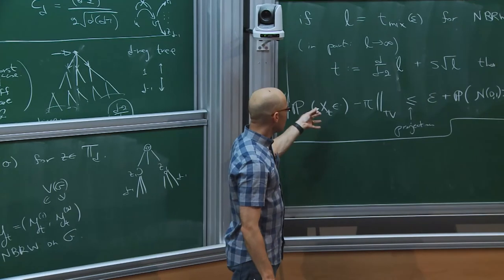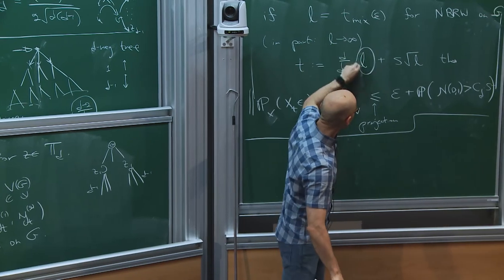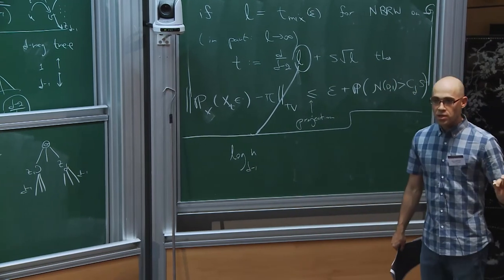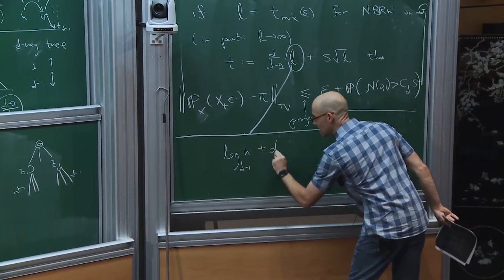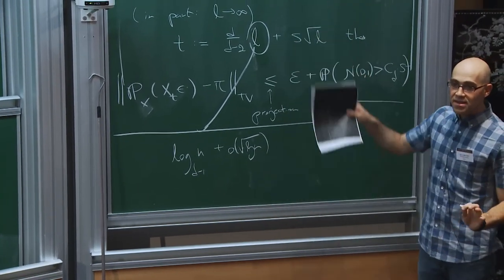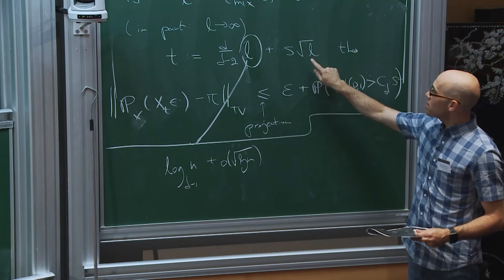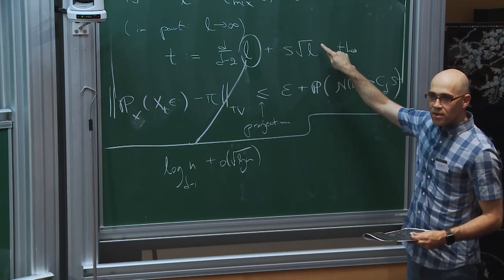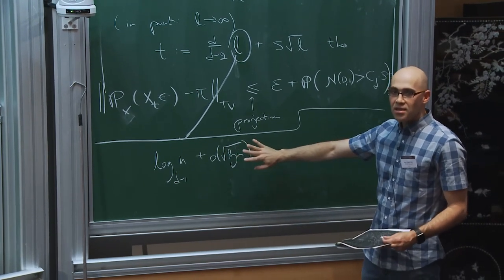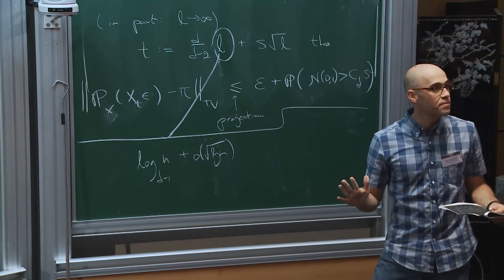The upper bound here tells you that if you can show that at time log base d minus 1 of n, no constants, plus little o of square root log n, you are mixed, anything that is little o, then the main order term that you will be left with is this root log n, which will overshadow the error that you had for non-backtracking random walk, and then you get an upper bound that is the right one. I still didn't convince you that this is the right one, but it is the right one.